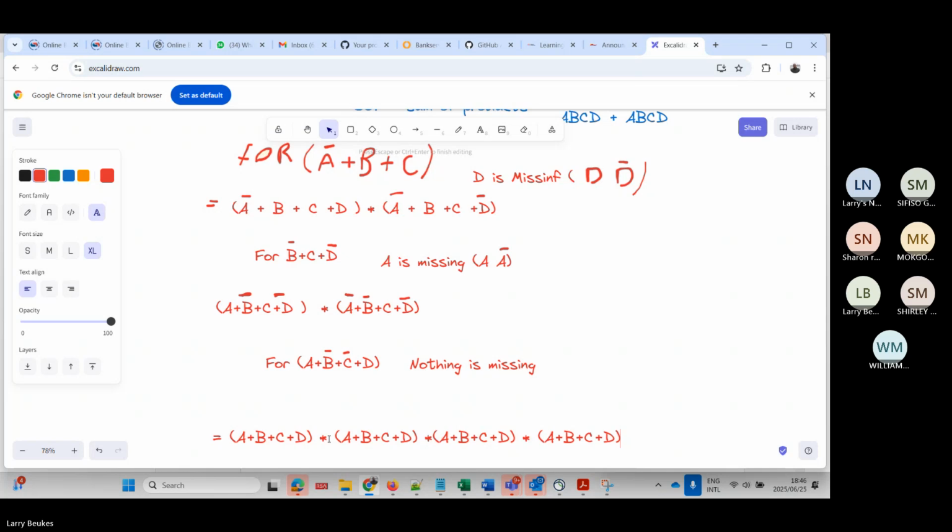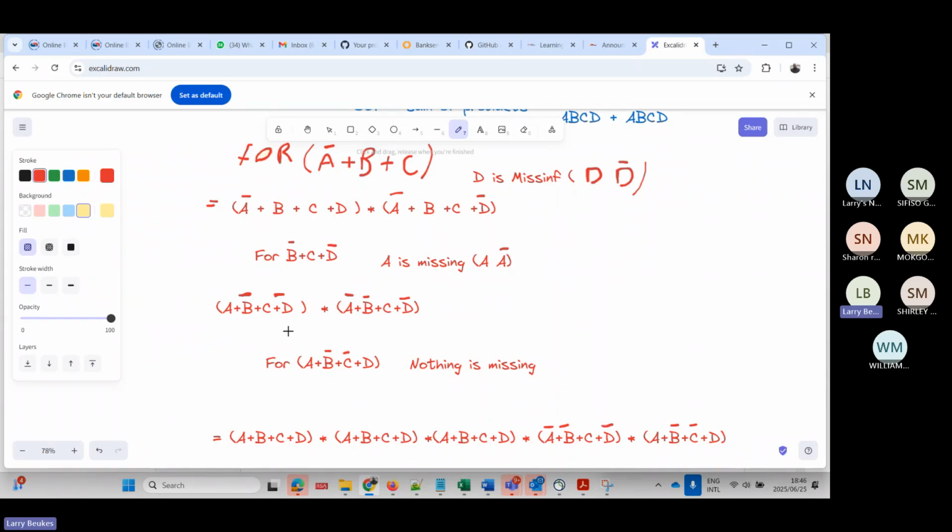Four, 5. So let's just start with this last one since it's closer. We know this is not B, not C. So it's this term, we're done with this term. Here we have not A, not B, not D.